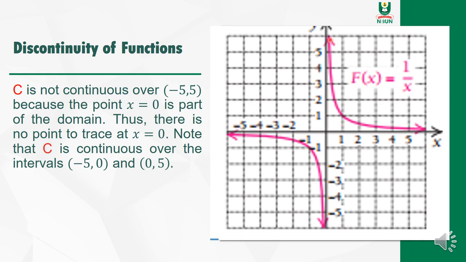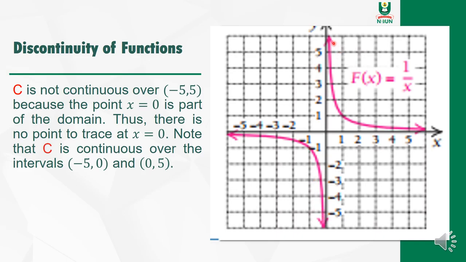But we can see that if we start from here, we can trace it up to here. You can say it is continuous here. That is where we have the note: C is continuous over the interval from -5 to 0. This curve, x from here to here, the graph here is continuous.